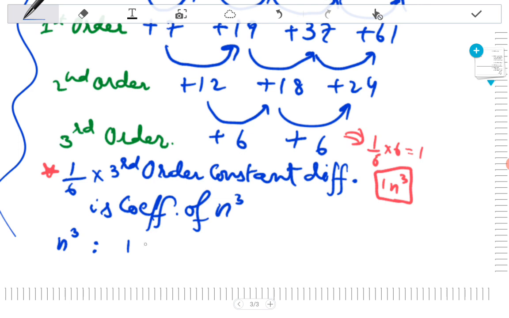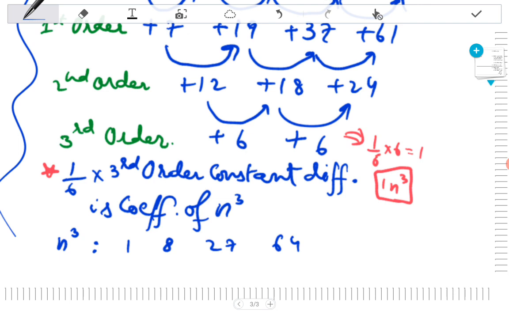Now you can make the sequence of n cube by trying different values of n. When n is 1, 1 cube is 1. When n is 2, it is 2 cube, that is 8. When n is 3, it is 3 cube, that is 27. When n is 4, it is 4 cube, that is 64, and so on.